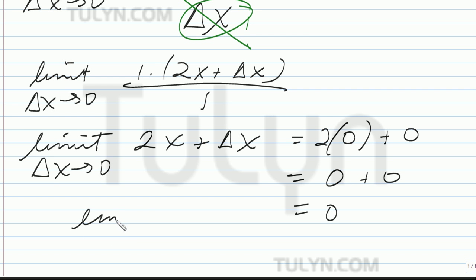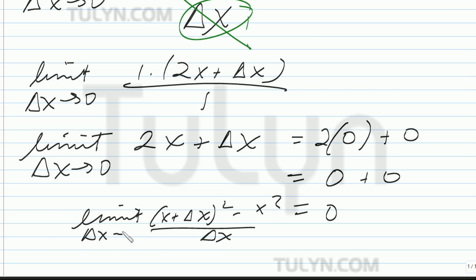So the limit of (x plus delta x) squared minus x squared over delta x as delta x approaches 0 is going to be 0.